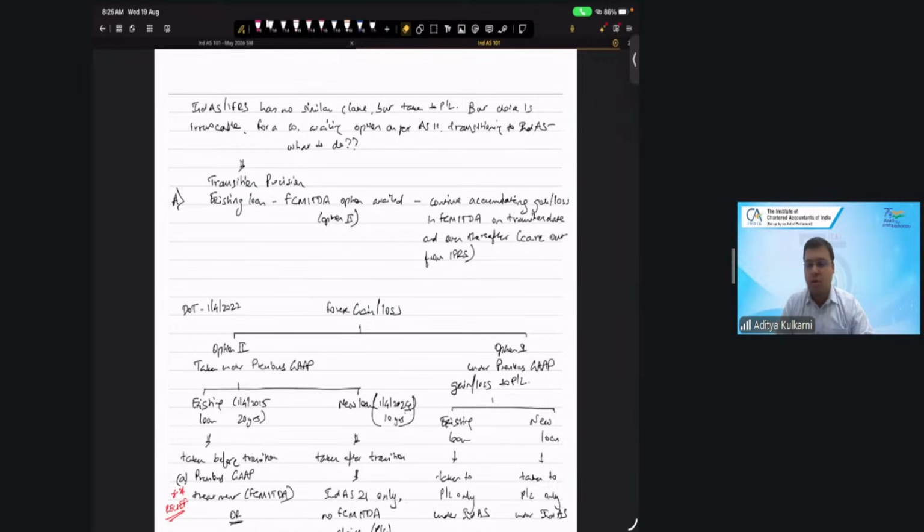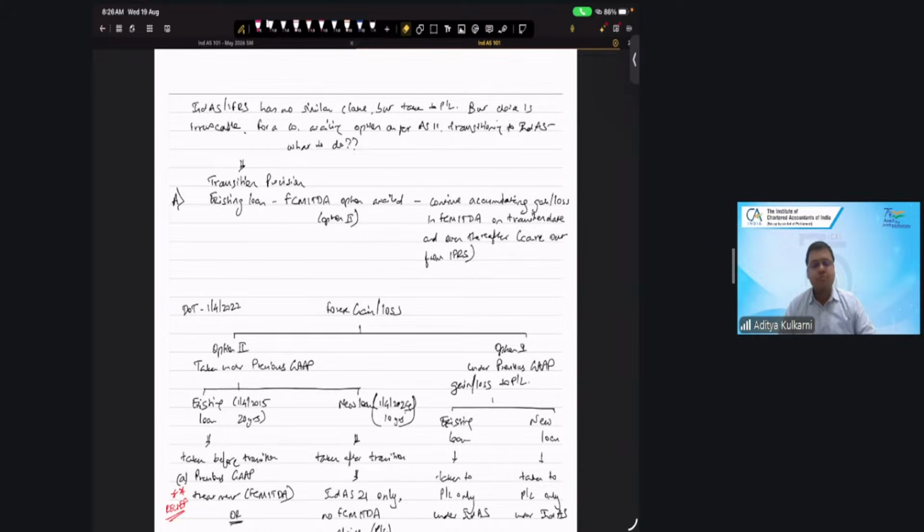No. We do not have a para in Ind AS 21 that permits capitalization of exchange gains or losses. We do not have a para that permits movement of exchange gains or losses to FCMITDA. That para is not there in Ind AS 21. In Ind AS 21, you have to take all exchange gains or losses, no matter how huge it is, to the P&L. Are you able to understand?